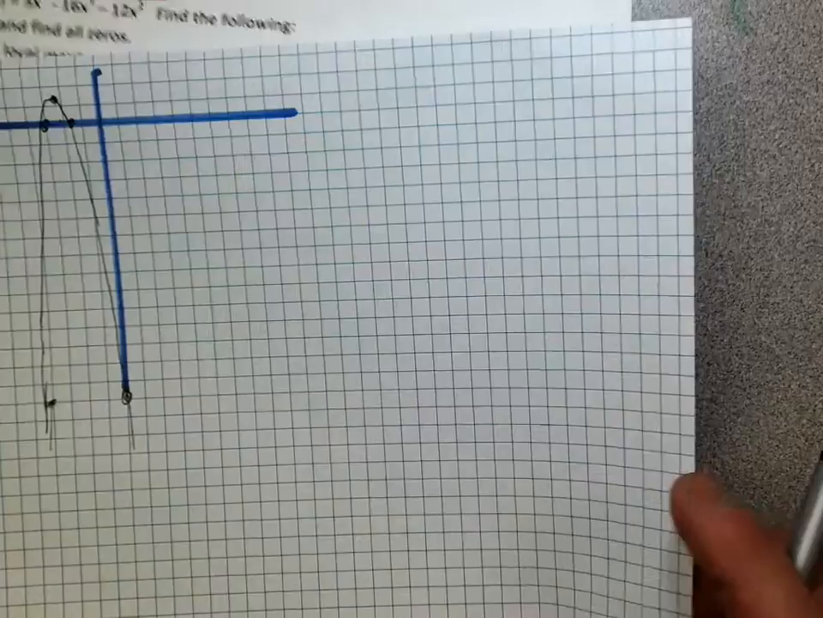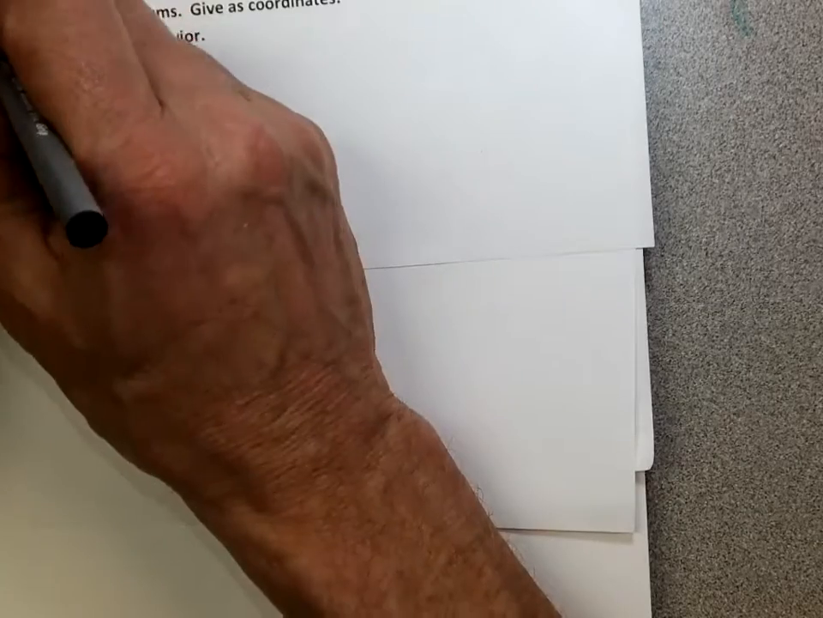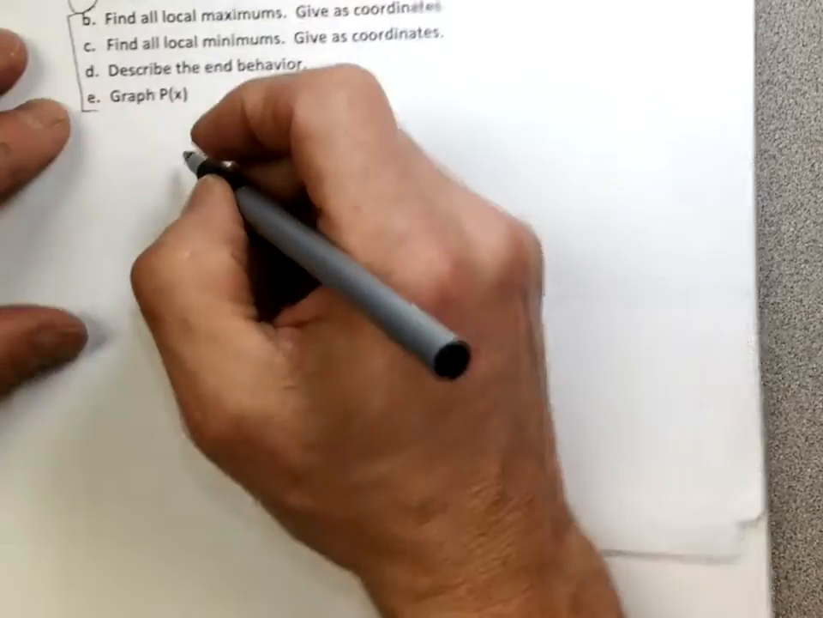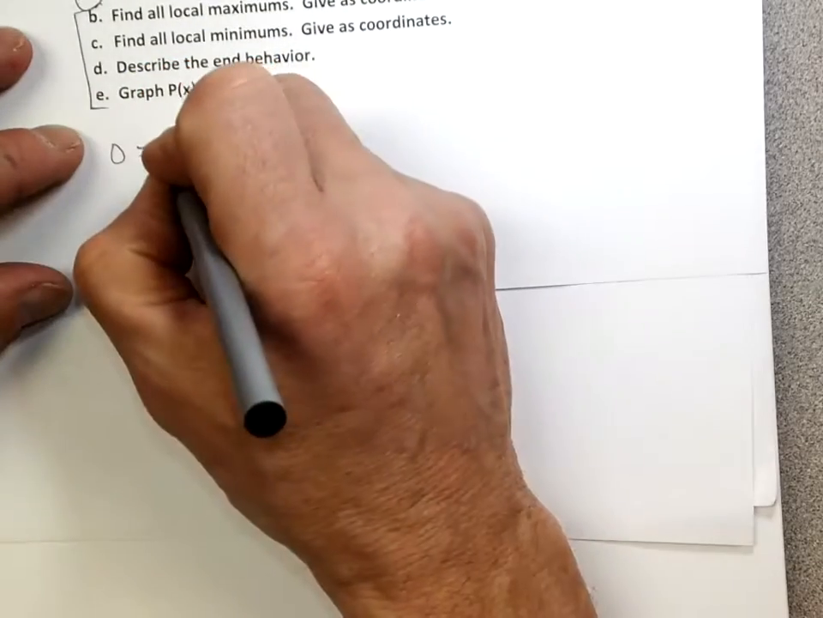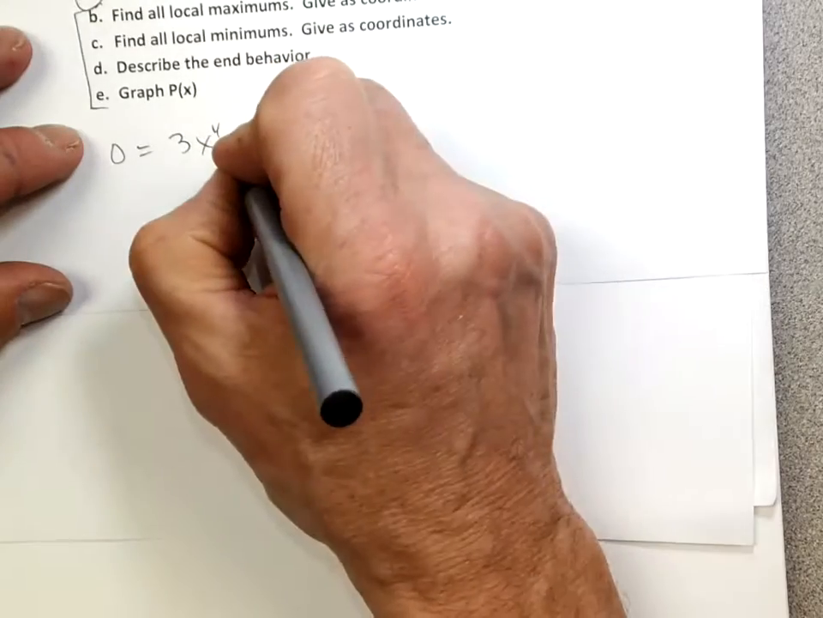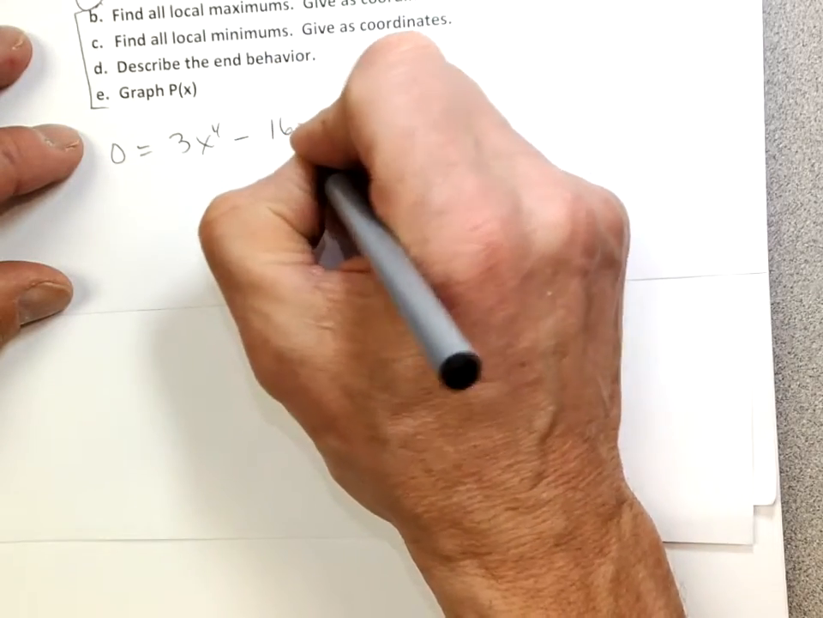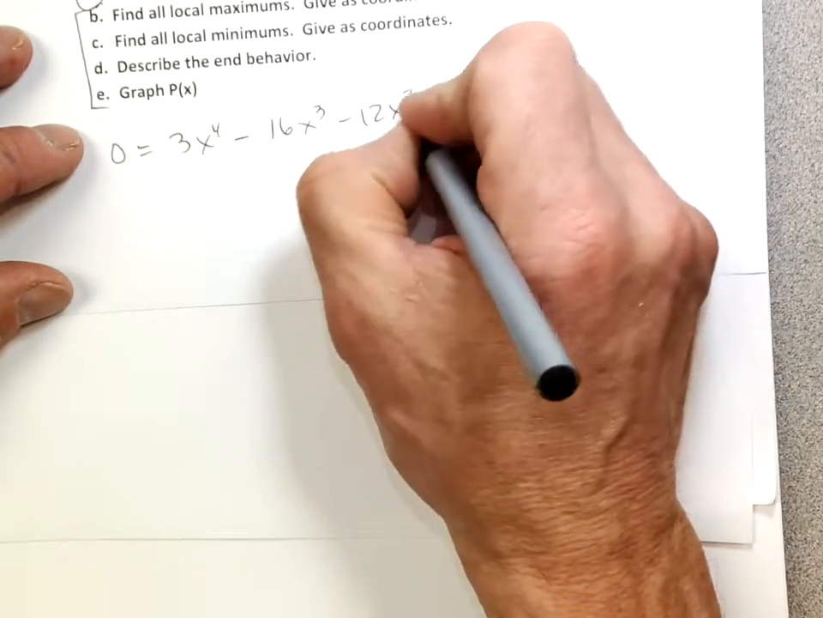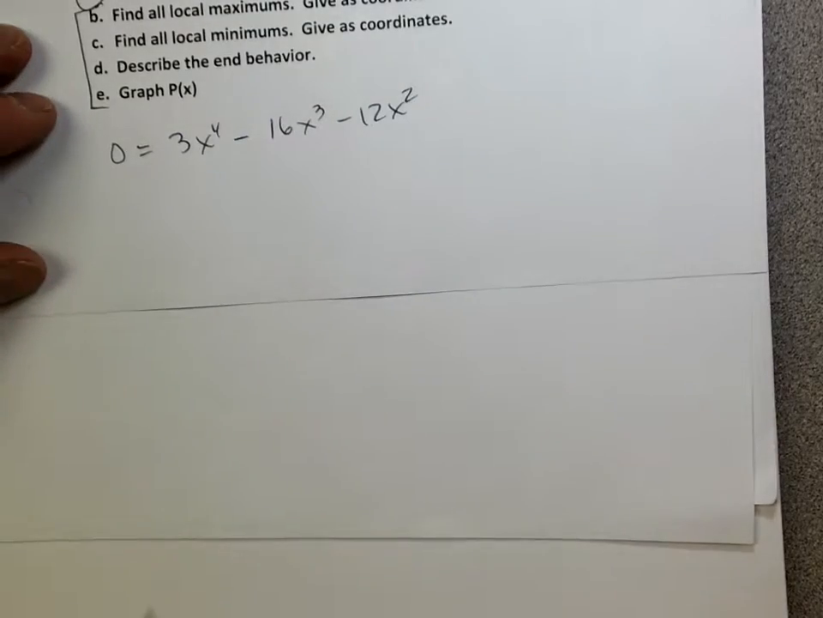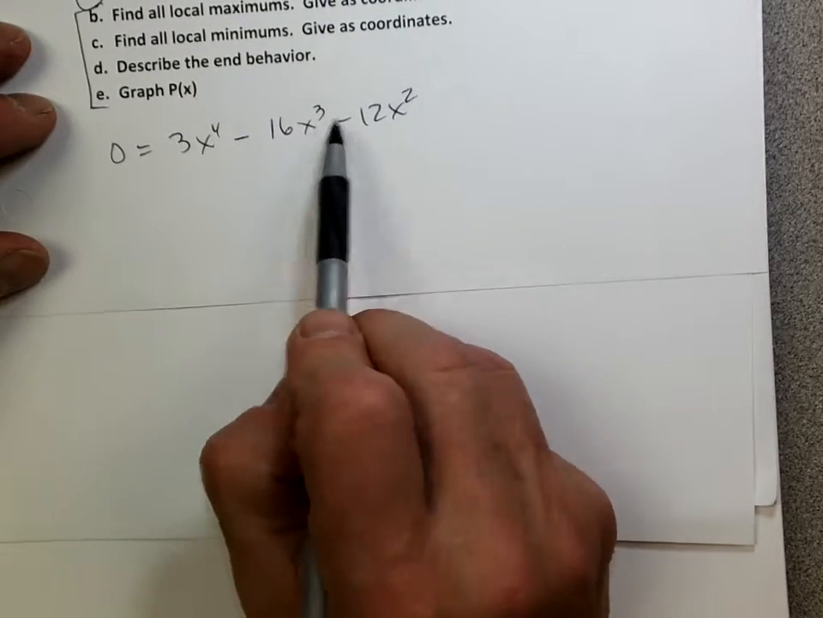Okay, number 4 says factor and find all zeros. So if it says factor, I'm going to be looking for that. First let's factor, and then the rest of this we can probably get from our calculator. If it says factor, I'm going to ask you to show your work. So for A, we're going to go 0 equals 3x to the 4th minus 16x cubed minus 12x squared. Okay, and then they have a common x squared in common.